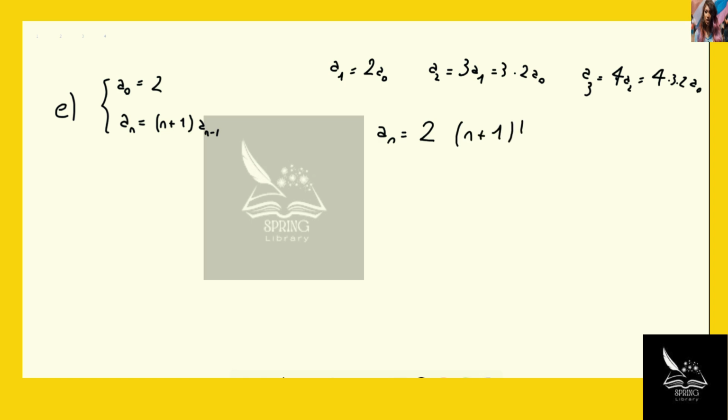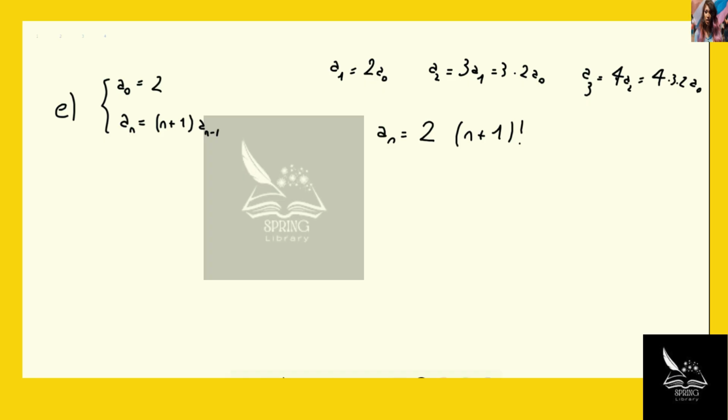Now we have the sequence starting at 2, where every term is n plus 1 times the previous term. So let's start with a1. That's twice a0. a2 is 3 times a1, which is 3 times 2 times a0. a3 is 4 times a2, which therefore is 4 times 3 times 2 times a0. And we see the factorial appearing here. So the closed formula is 2, because that's a0, and then n plus 1 factorial.